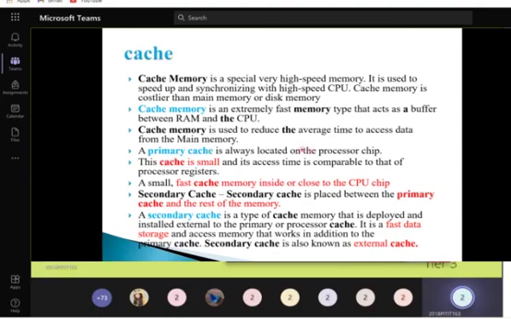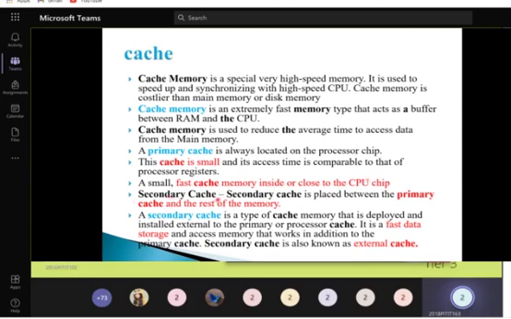So the primary cache is always located on the processor chip. The cache will be very small and its accessing time is comparable to that of the processor register. So primary cache, when I'm concerned, it will be present on the processor CPU chip itself. So that only they are telling. This primary cache is a fast and very small cache memory, and it is present inside or close to our CPU chip.